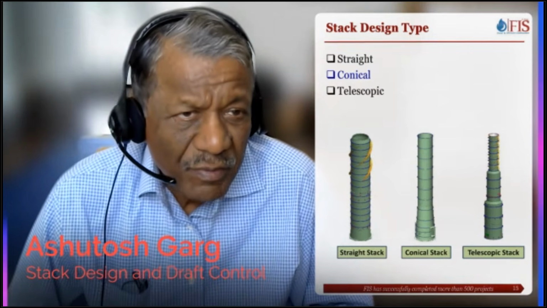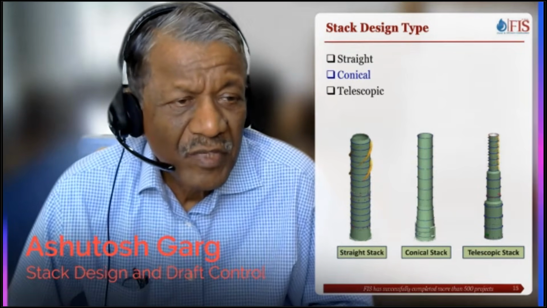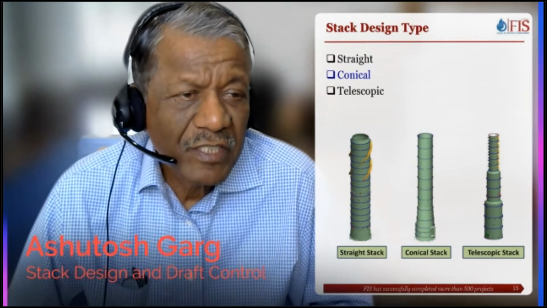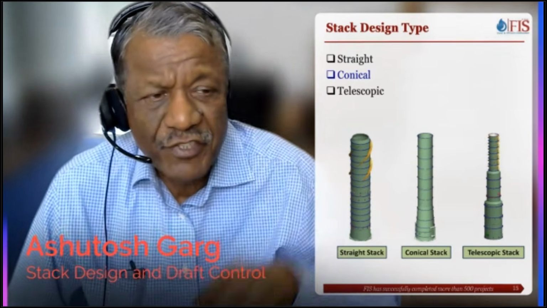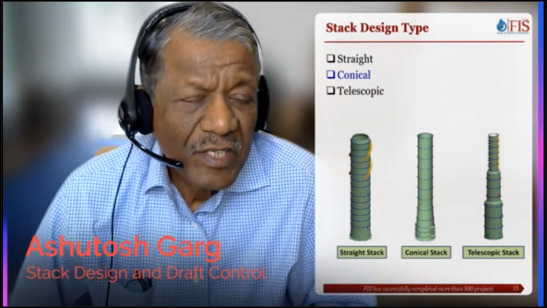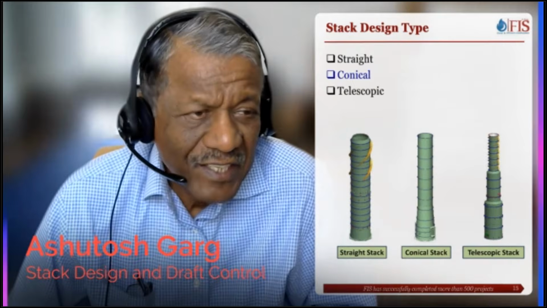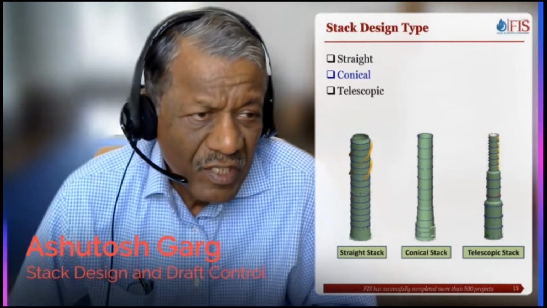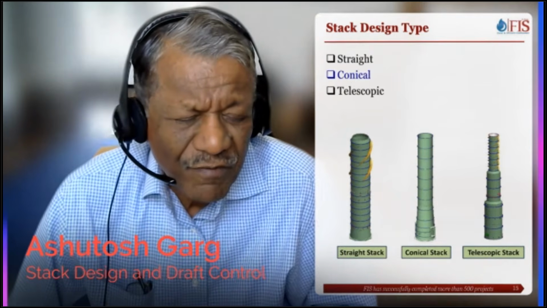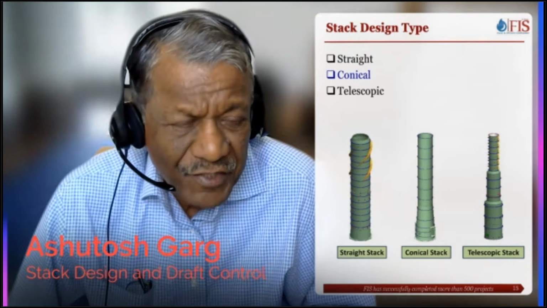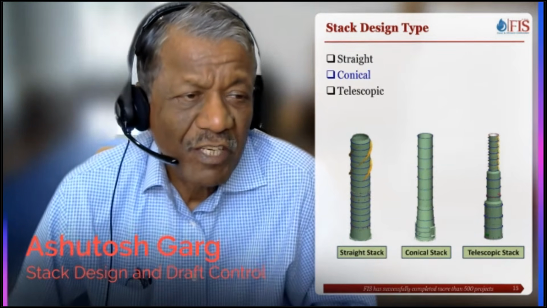A little less common is the conical stack, even though we do it, where one third of the stack length is conical, and then you have a straight portion. And the third is the telescopic stack, which is like making the stack in three sections. Telescopic stack is mostly used where you don't have very high capacity, but you have very tall stack height requirements.